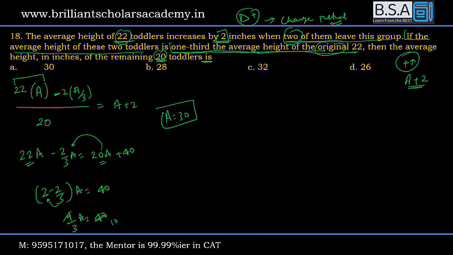So listen to the language. The original average, the old average, was 30. Don't go and mark 30. Don't be in a hurry. Your answer is not the old height. Your answer is the new height. The new height is plus 2. The increased height, because the question is for the remaining 20, it is increased by 2. 32 is your answer. Don't mark 30 as the answer. Don't do that.